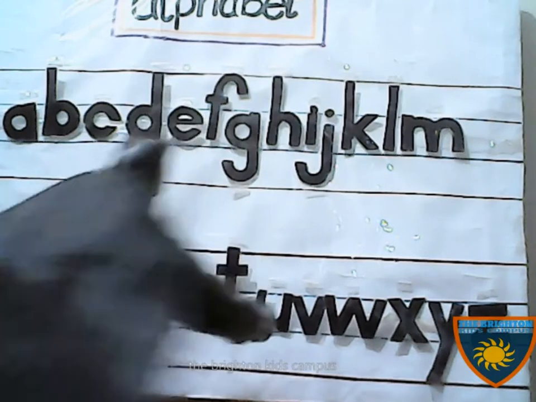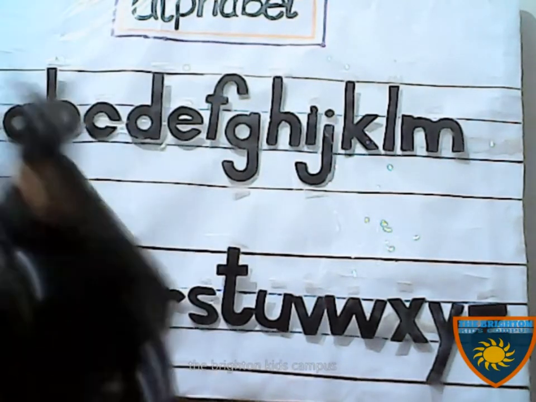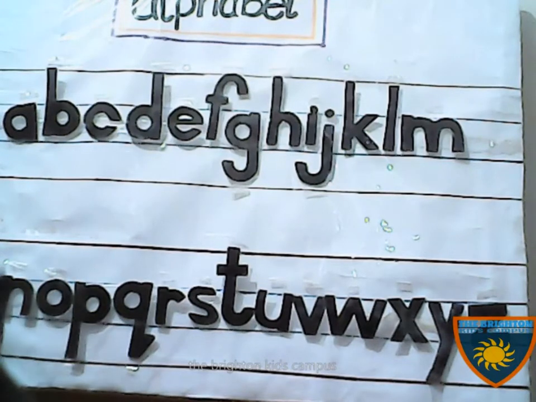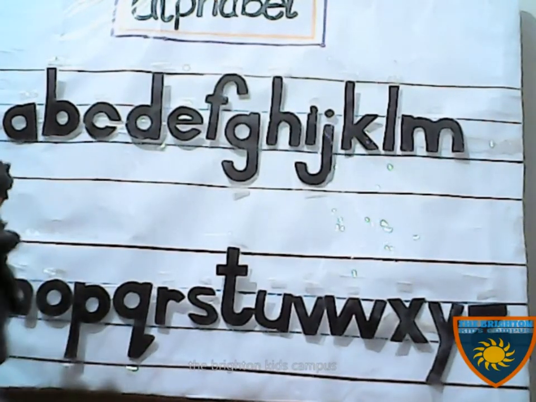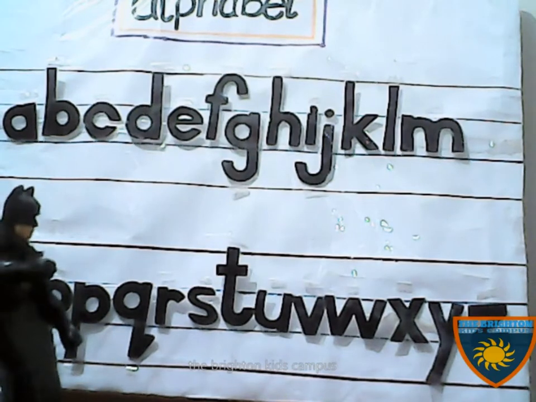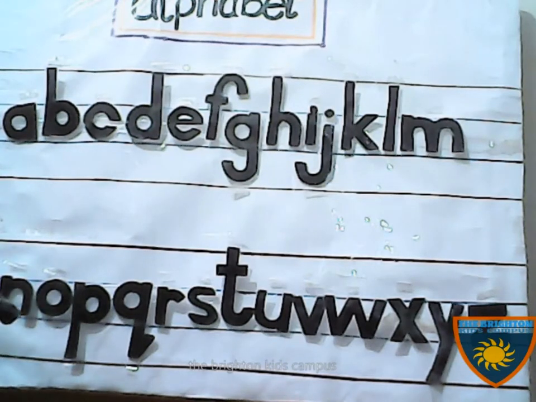Read here. A, B, C, D, E, F, G, H, I, J, K, L, M, N, O, P, Q, R, S, T, U, V, W, X, Y, and Z. These are the alphabet. Today we will do the sky and grass letters. Okay. Let's start.